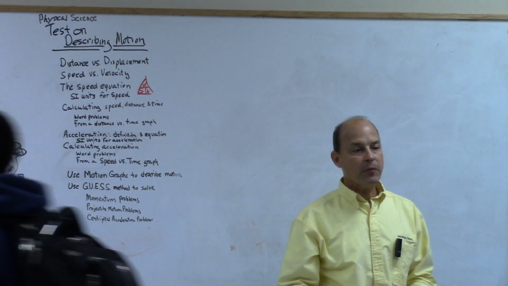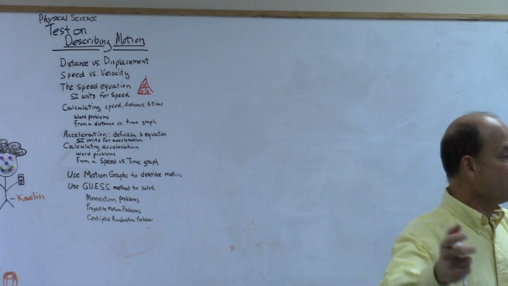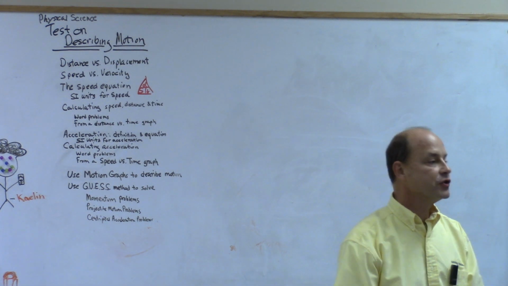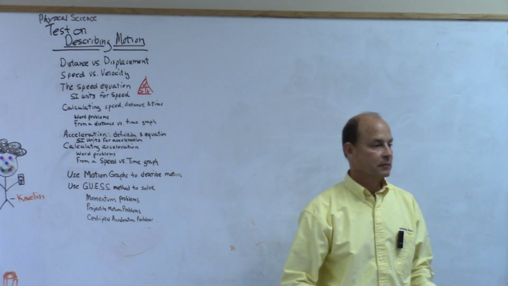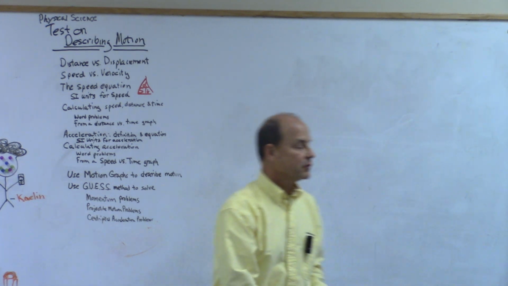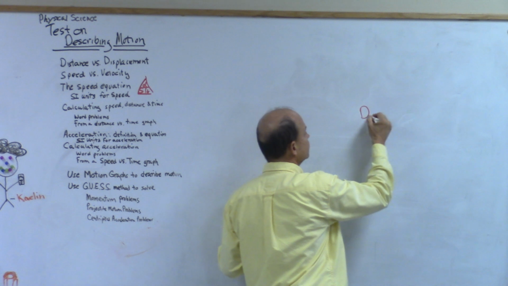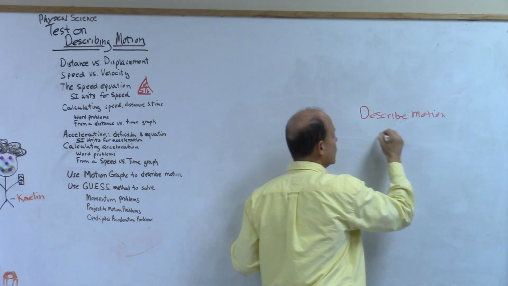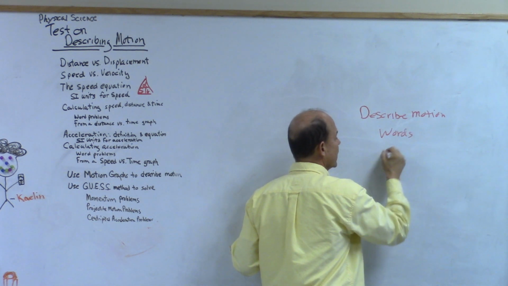All right, for the project, this is the chapter on describing motion. So guess what you're going to have to do for your project? Describe the motion of the wind-up toy. You're going to describe it in words, and you're going to describe it with graphs. So describe motion in words and graphs.